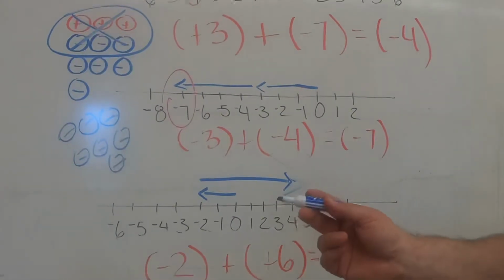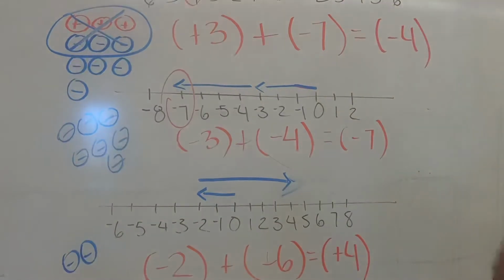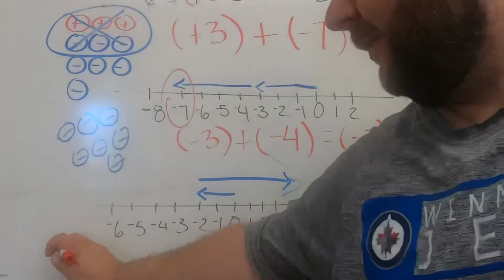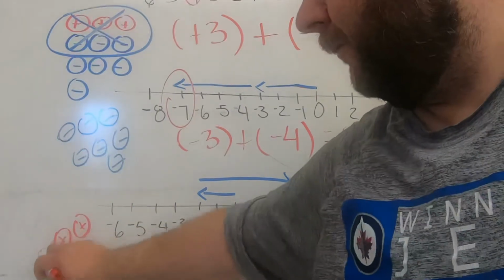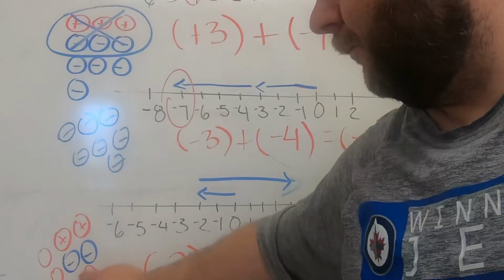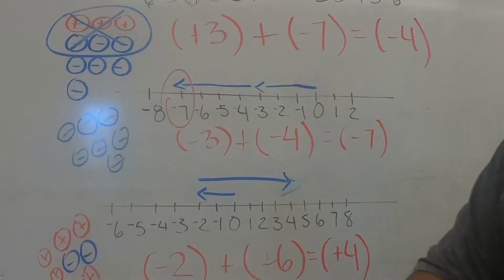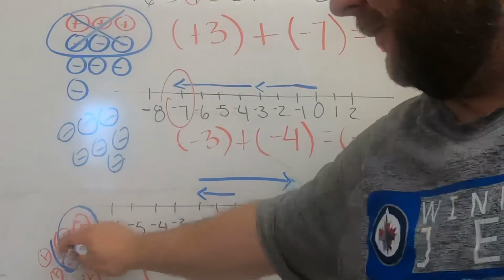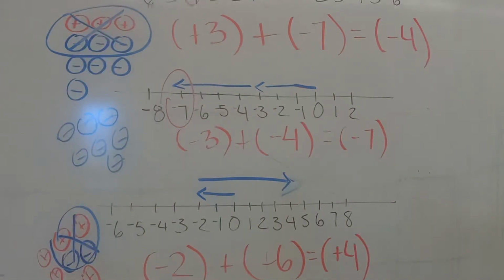So when we write these out with chips, if we had 2 negative chips, and we went ahead and added 6 positive integer chips, these two here would cancel out because they'd become 0 pairs. And I'd be left with 4 integer chips, or positive 4.